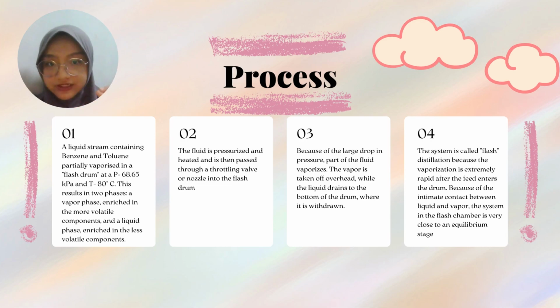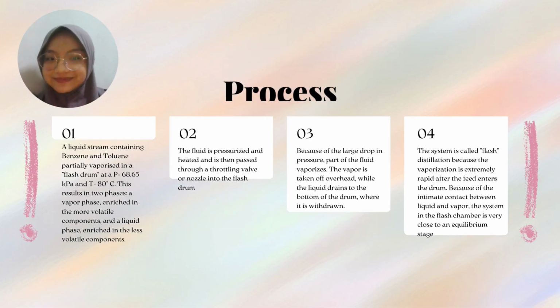At the flash drum, because of the large drop in pressure, part of the fluid vaporizes. The vapor is taken off overhead, while the liquid drains to the bottom of the drum where it is withdrawn. And lastly, the system is called flash distillation because the vaporization is extremely rapid after the fluid enters the drum. Because of the intimate contact between liquid and vapor, the system in the flash chamber is very close to an equilibrium stage. So for the next slide, we will take a look at the process unit.